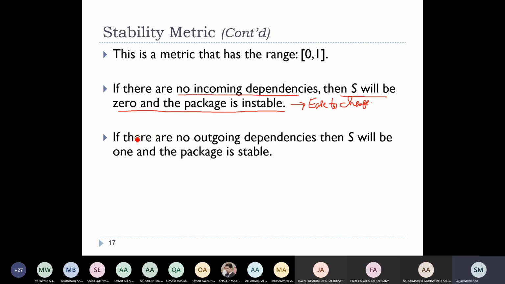While on the other side, if there are no outgoing dependencies, the value of S will be 1 and the package is stable. This means it's very hard to change. By hard to change, I mean a lot of people are depending on me, but I'm not depending on anybody, or relatively, I have a better S value, right? So these are the two extremes. Of course, you can always have a value between 0 and 1 as well.